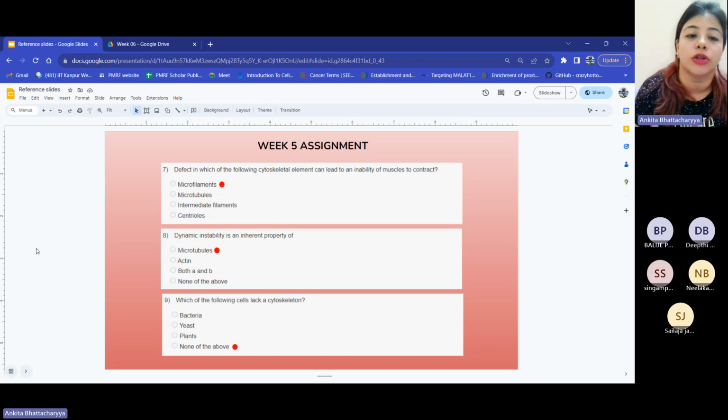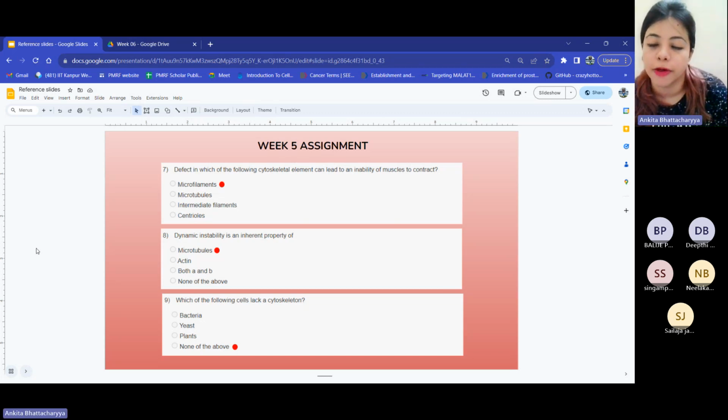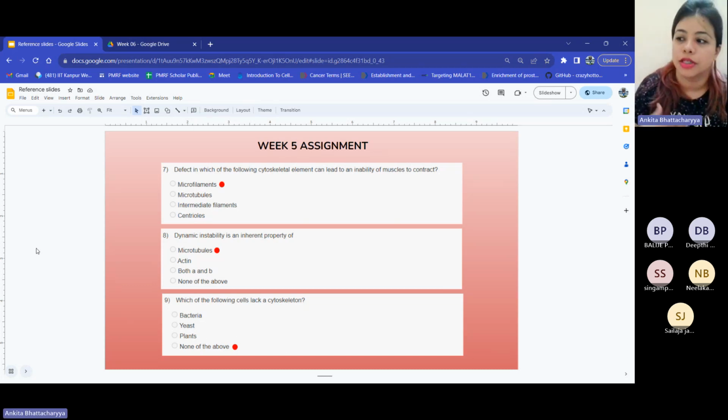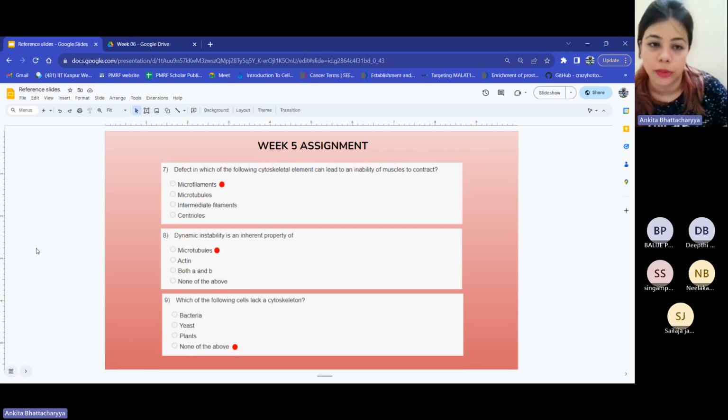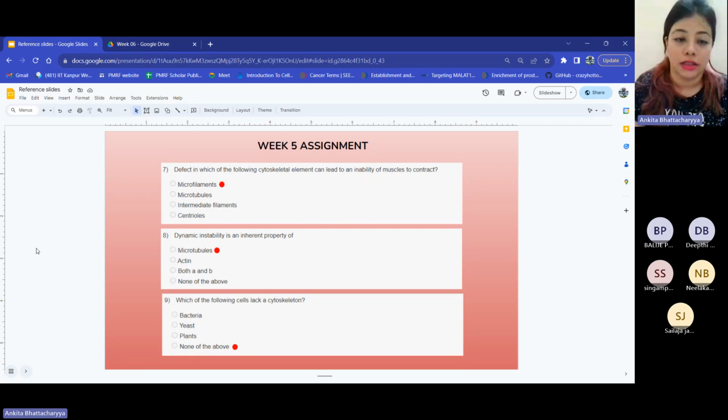So if a person has some sort of muscular defect or muscular inabilities, it can stem from defects in their actin filaments. So in other words, those are the microfilaments, but that is not the only cause. There can be different types of defects as well, but this is the most common cause that you could attribute to it.